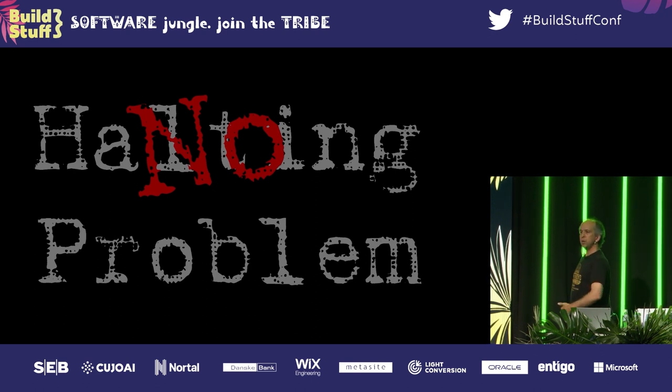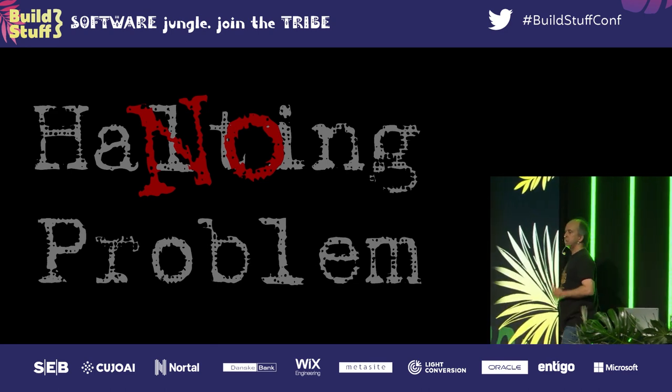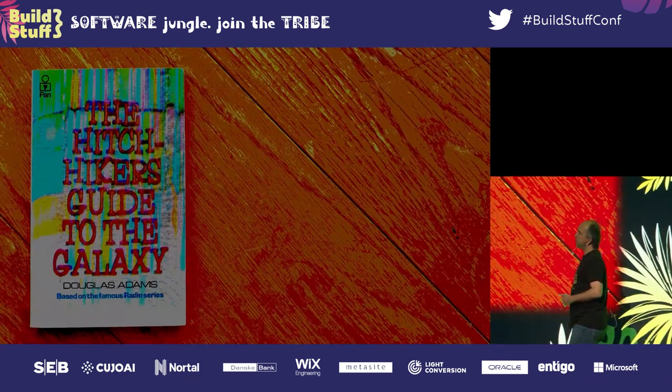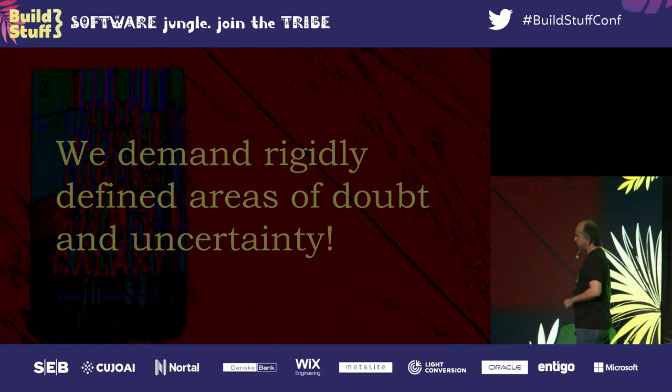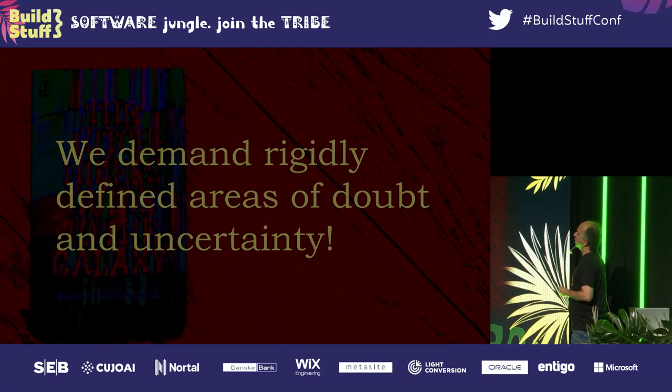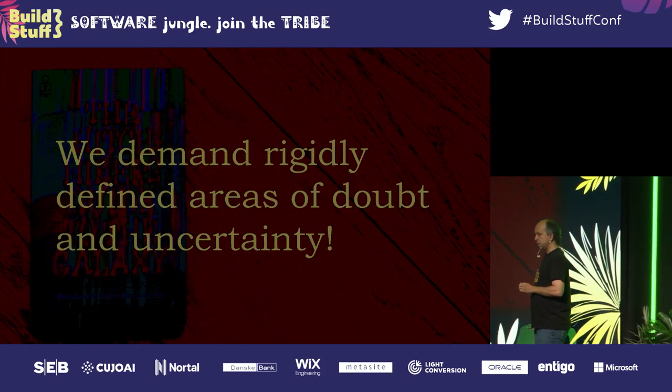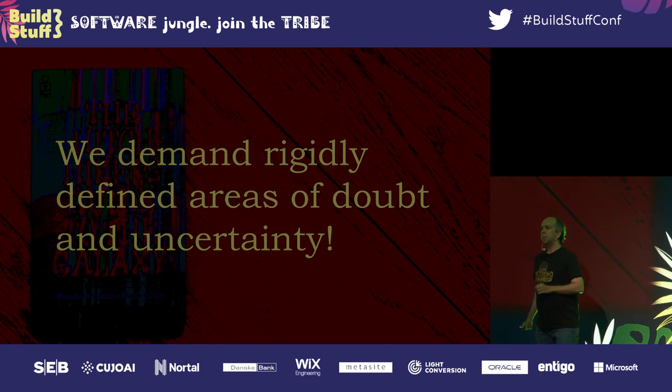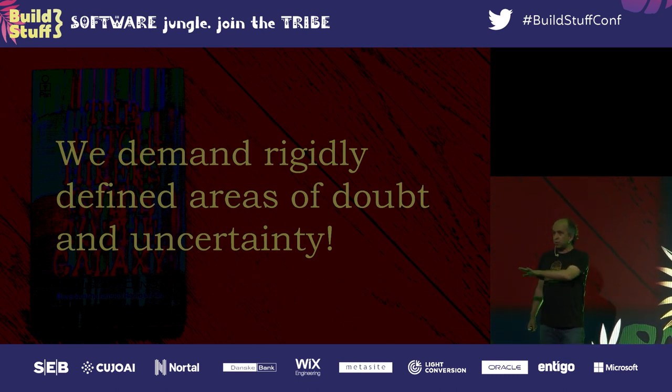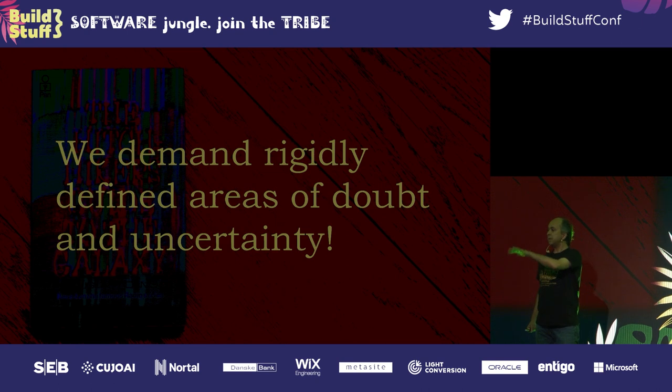What can we know? What can we prove? Perhaps Douglas Adams put it best in Hitchhiker's Guide to the Galaxy, that we demand rigidly defined areas of doubt and uncertainty. And it turns out that we have plenty of these in the substrate of computer science. There are a bunch of things that are simply not provable.